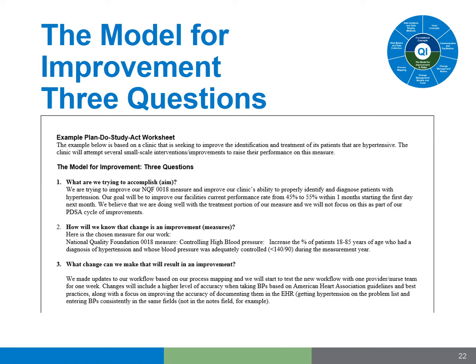3. What change can we make that will result in an improvement? We made updates to our workflow based on our process mapping, and we will start to test the new workflow with one provider nurse team for 1 week. Changes will include a higher level of accuracy when taking blood pressures based on the American Heart Association guidelines and best practices, along with a focus of improving the accuracy of documenting them in the EHR, getting hypertension on the problem list, and enter BPs consistently in the same fields, not in the notes field, for example.